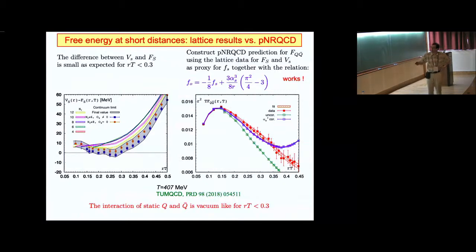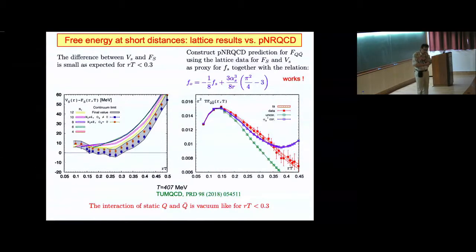And then, of course, if you go to distances larger than 0.3 in units of the temperature, then you start to see very large deviations from the vacuum results, and that's where the color screening sets in. So up to this point, the quark and anti-quark interact like in the vacuum, but as you go to larger distances, essentially you start to see that the medium effects become very important.